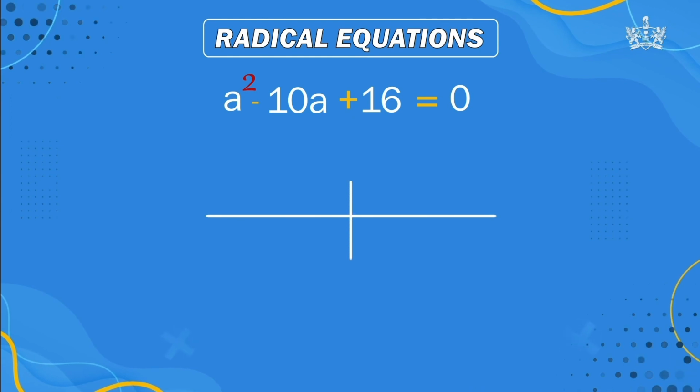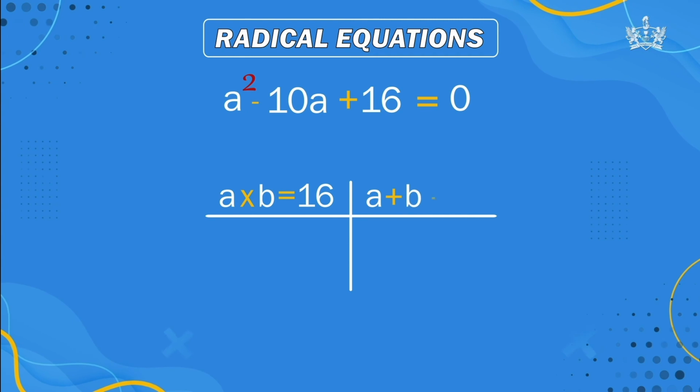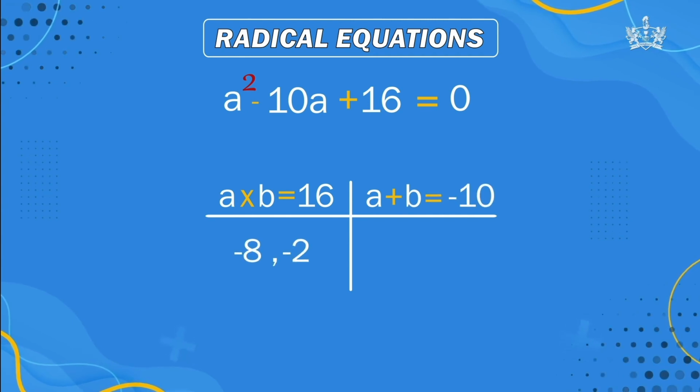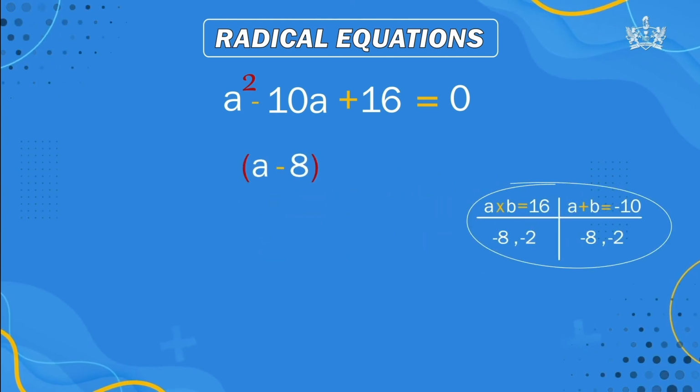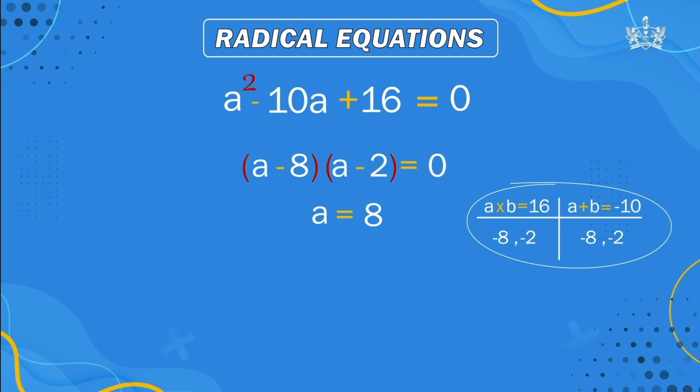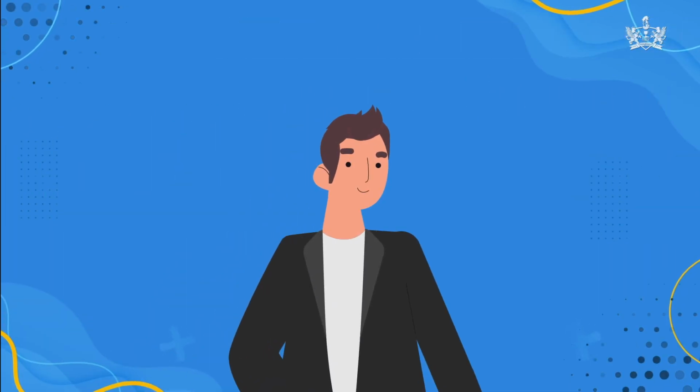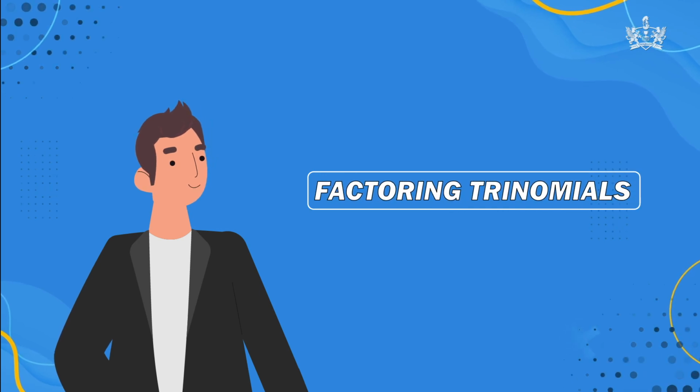We then ask ourselves, what times what gives us 16, but when we add them together gives us negative 10? The answer is then negative 8 and negative 2. So we factor to a minus 8 times a minus 2 is equal to 0. Therefore, a is equal to either positive 8 or positive 2. Alright, how did you do? If you were lost on how to factor this quadratic equation, see our video on factoring trinomials.